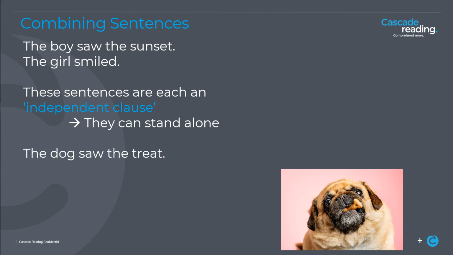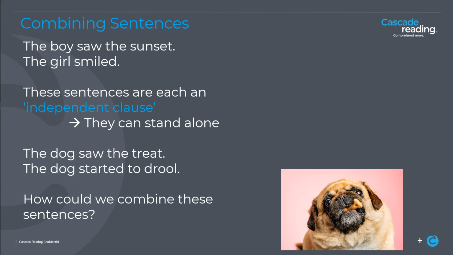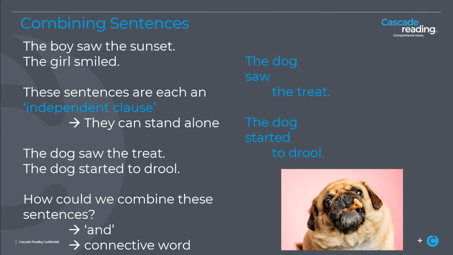Let's consider another example. The dog saw the treat. The dog started to drool. How could we combine these sentences into one single sentence? Well, like before, we could use the word and. The dog saw the treat and the dog started to drool. Or we could use a connective word. Connective words provide a little bit more meaning to sentences.